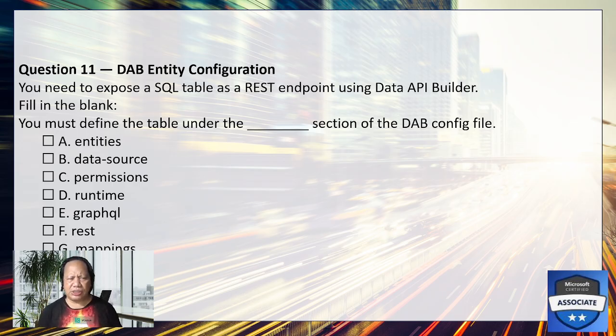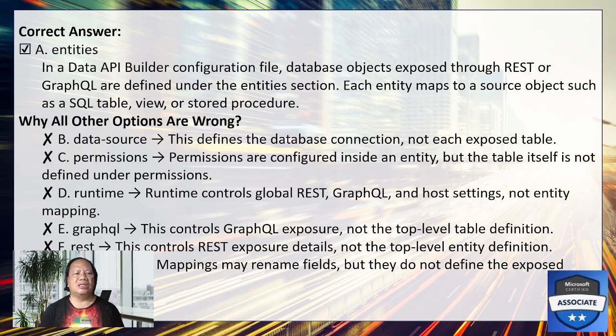The correct answer is entities. In the Data API Builder configuration file, data objects exposed to REST or GraphQL are defined under the entities section. Each entity maps to a source object such as a SQL table, view, or stored proc. All other options are wrong. Data source is used to define the database connection. Permission is configured inside an entity, but the table itself is not defined under permission.